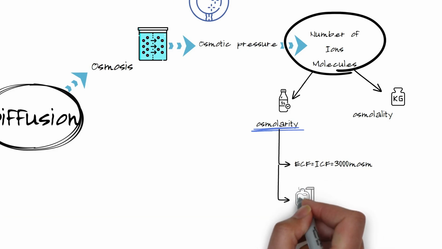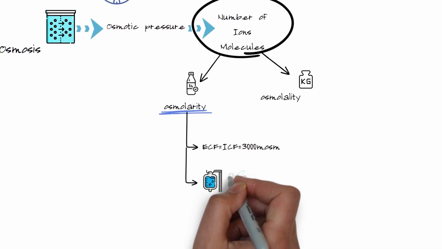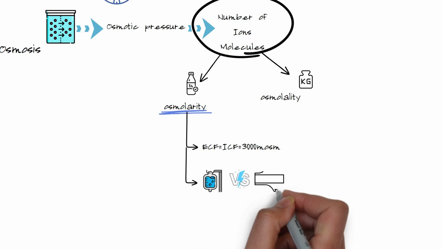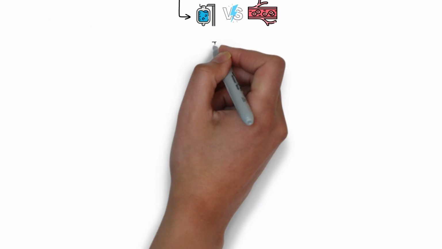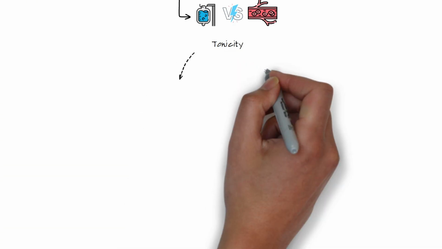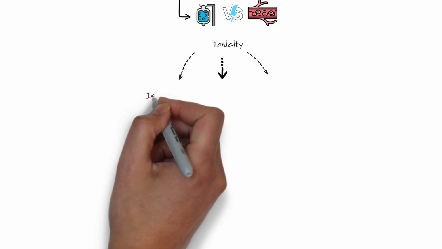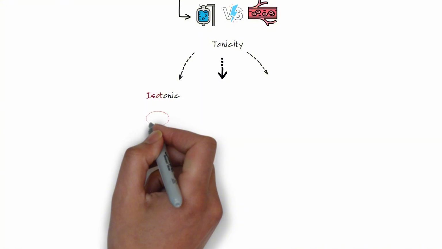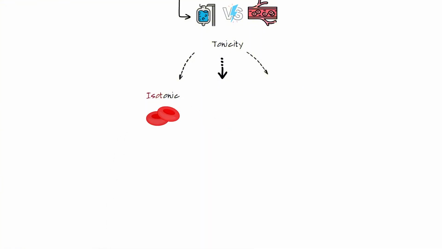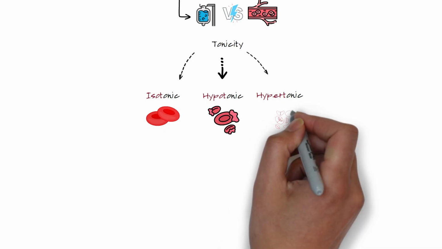If we are going to give a solution from outside, it's important to compare the osmolarity of the solution with that of the plasma. This is called tonicity. If the solution osmolarity is equal to that of the plasma, we call the solution isotonic, and this keeps the RBCs or any cell normal. But if it is less in osmolarity than the plasma, this is a hypotonic solution and it causes rupture of the cell. But if it is higher in osmolarity than the plasma, this is hypertonic, and this causes shrinking of the cell because it takes the water out of the cell.